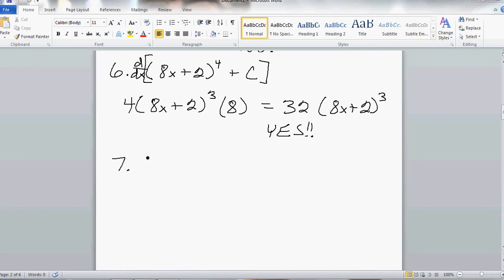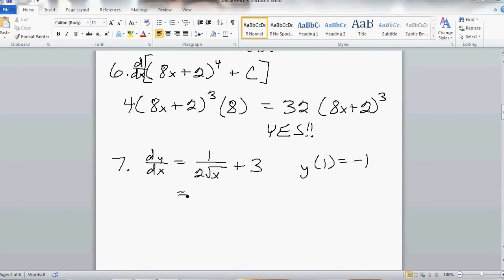Number 7, we're given this information: dy/dx equals 1 over 2 root x plus 3. And we're told y of 1 equals -1, and we're asked to find the initial value problem. So what this basically means is we're going to have to come up with the value of c and then go from there. To find what y is, since this is the derivative, we need to take the antiderivative.